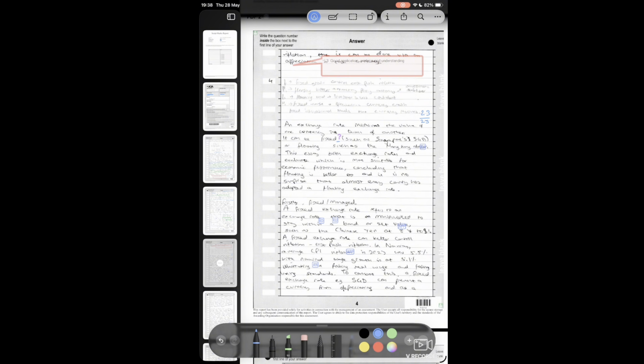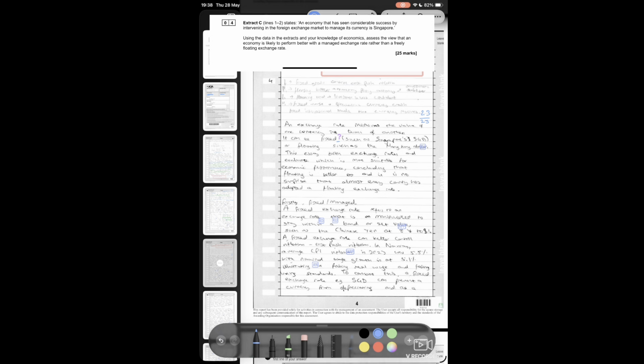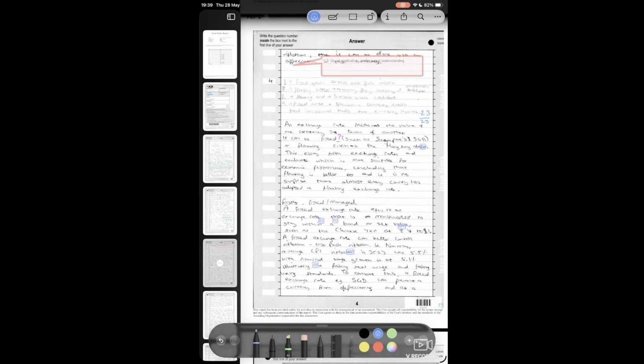So, the question asks, Extract C, lines 1 to 2 state, an economy that has seen considerable success by intervening in the foreign exchange market to manage its currency is Singapore. Using the data in the extracts and your knowledge of economics, assess the view that an economy is likely to perform better with a managed exchange rate rather than a freely floating exchange rate.